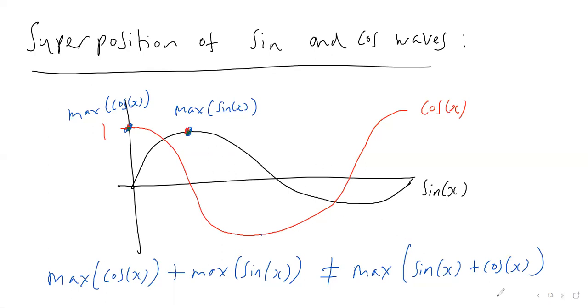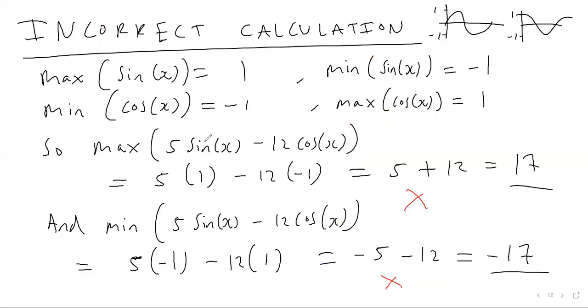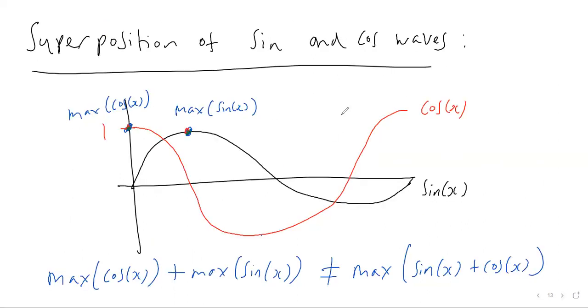So that's why we can't do what we did here, where we maximize by just considering the maximum of the individual sine and cos waves and then adding those together. We can't do that when we take a superposition of waves, when we take an addition or subtraction of cos and sine waves. So we can't do this.